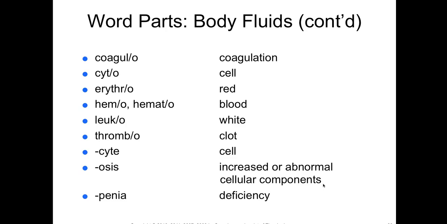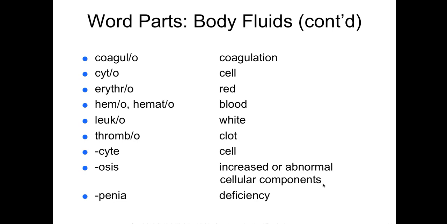All right, continuation of body fluid word parts or combining forms. We have coagulo, which means coagulation. This also means clotting, like your blood clotting. If you cut yourself, your platelets go there and clot your blood so you stop bleeding. Cyto we've already had, means cell. Erythro we've had before, means red. Hemo or hemato means blood. Leuko you've already had, means white. And now we get to thrombo. Thrombo is new for us, and that means clot.